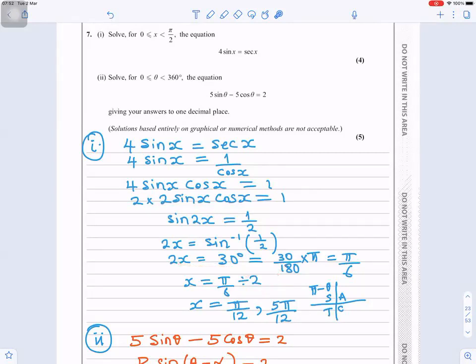And also sine is positive in the second quadrant, which will be 5 pi over 12. That's pi minus pi over 12, which will give you 5 pi over 12. So that's how you get the second answer. So those are the answers for x.